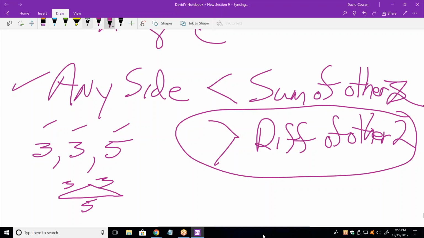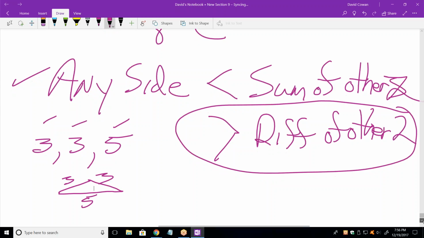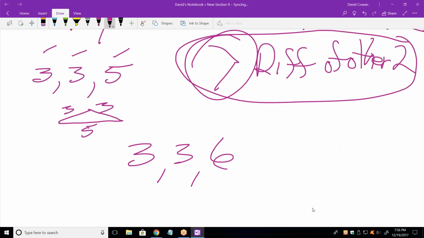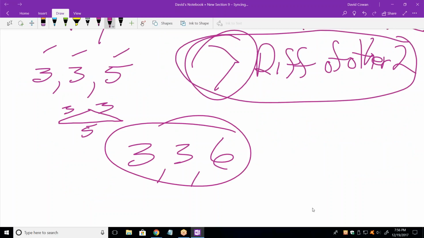However, if all of a sudden I said to you, how about a 3, 3, 6 triangle? Is that possible? No, it isn't, and there's no room for error there. In other words, 6 is not less than 3 plus 3. It's equal to it. So there's no way to draw that triangle.